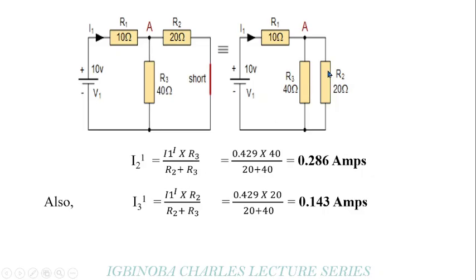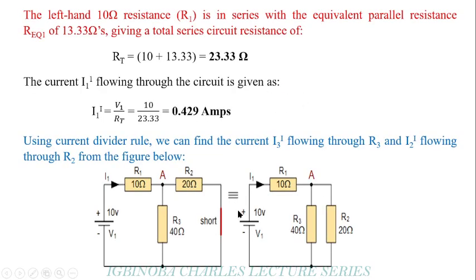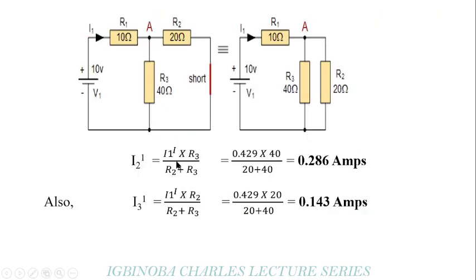So for us to look for the current flowing through this particular resistor R2, we multiply the current, the R3 by the current flowing through the circuit, which is I1 prime prime. So when we do that, we get our result as 0.286 amp. Also, for us to calculate the current I3 prime flowing through the 40 ohms resistor, we multiply the total current flowing through the circuit, which is I1 prime, by R2, then we divide it by R2 plus R3. So when you do that, you get this particular equation.